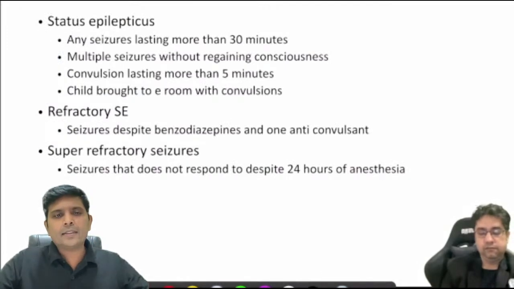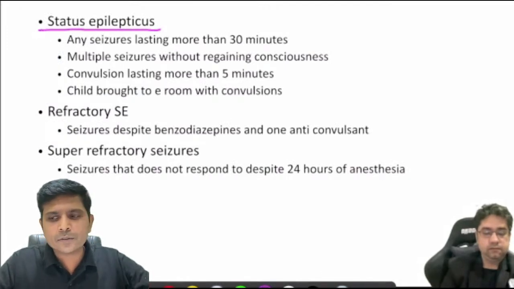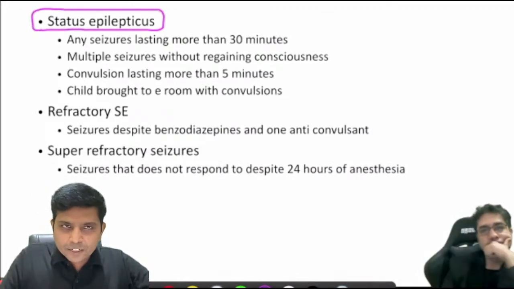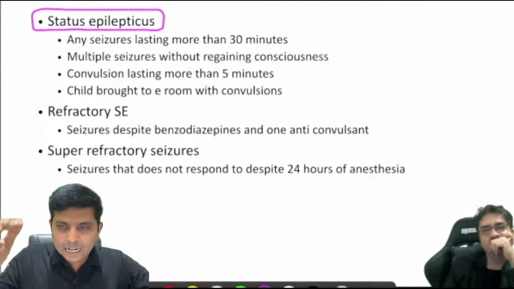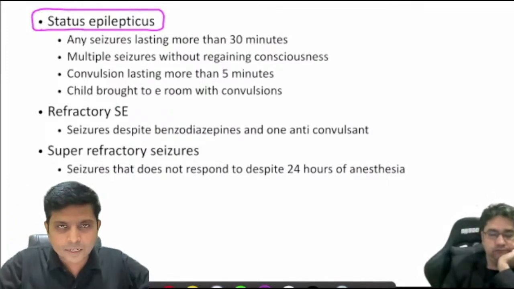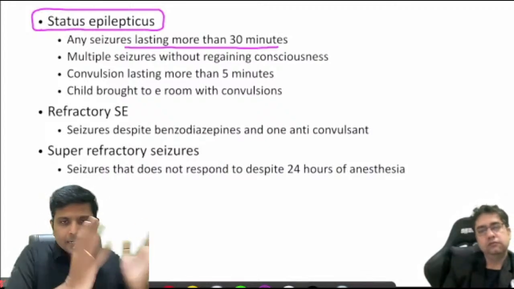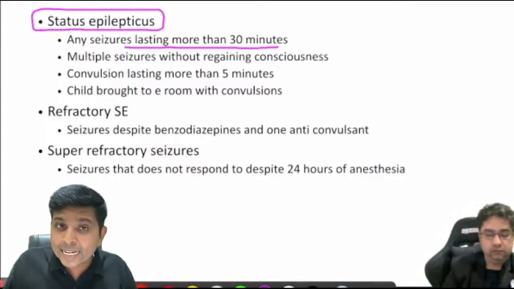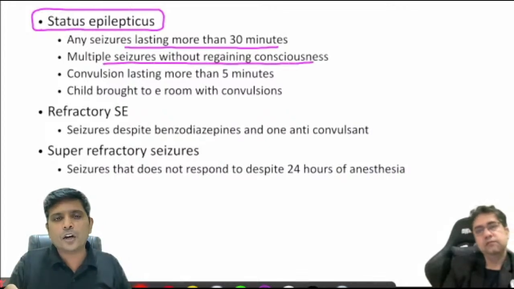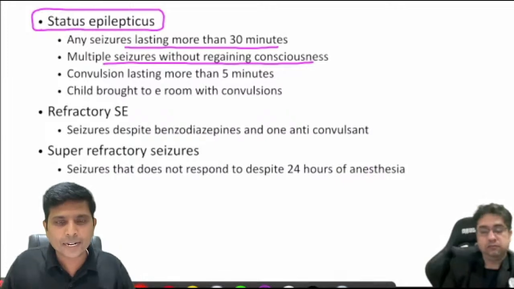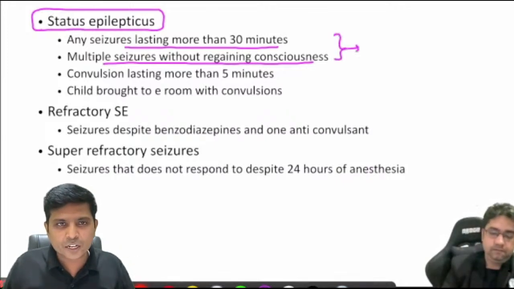Okay, finally, the last point which I want to discuss is what is called status epilepticus. The previous definition is any seizure lasting for more than 30 minutes, or multiple seizures without regaining consciousness in between, is called status epilepticus. This is the old definition. But what is the modern definition?